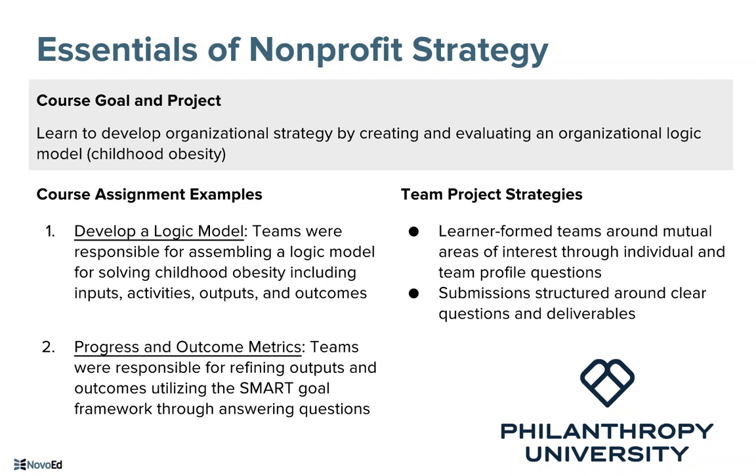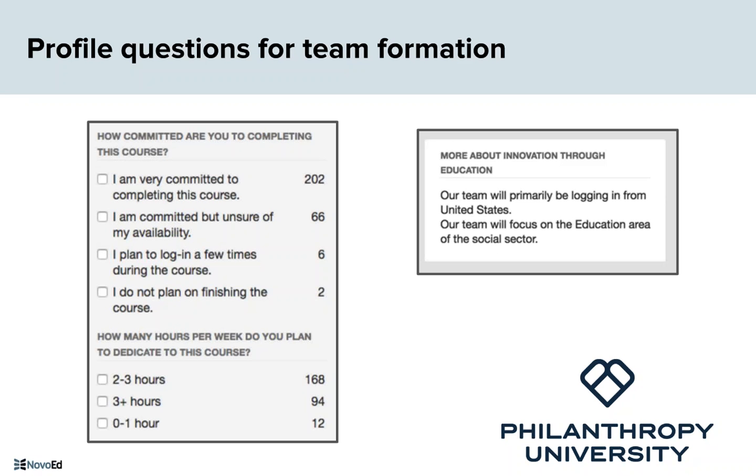So what are some of the things this course does really effectively? Well, once again, learner-formed teams around mutual areas of interest. And we will get to this in a little bit more. And then the second point, very similar to the Acumen and IDEO.org course, is clear assignment structures around clear questions and very clear understandings of what the team needs to turn in. So let's take a look at what the mutual area of interest looks like.